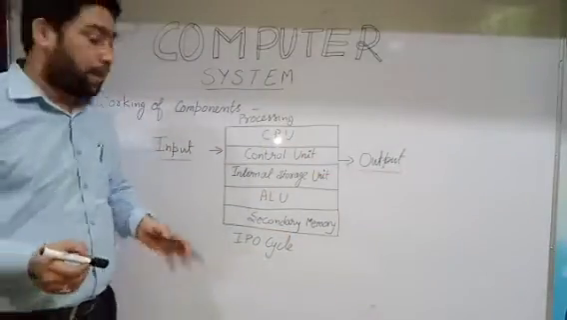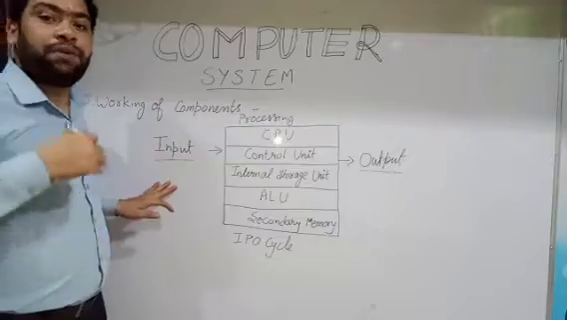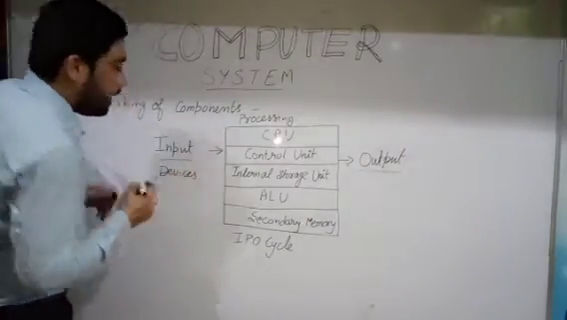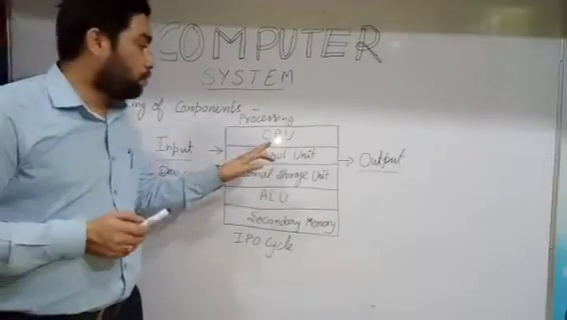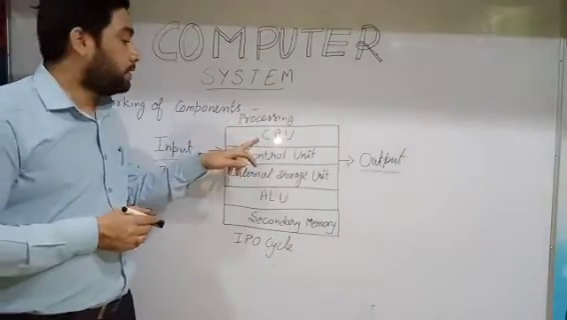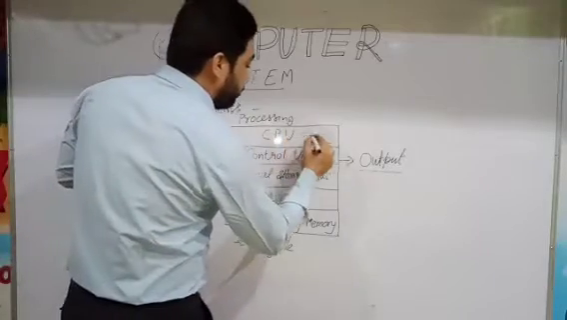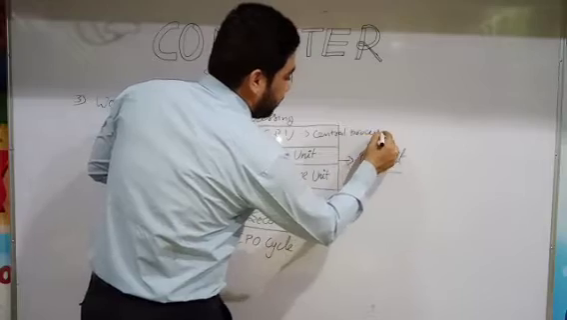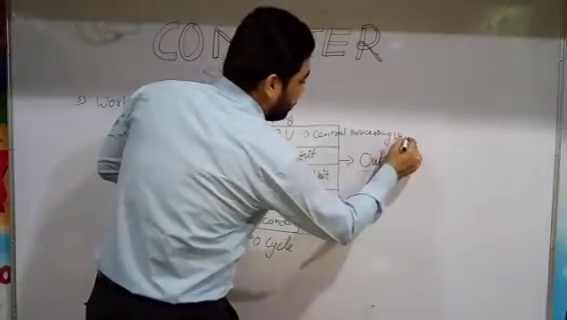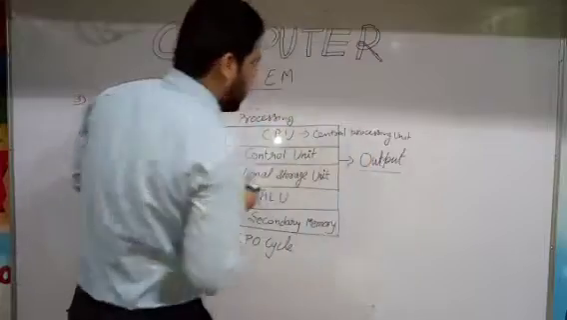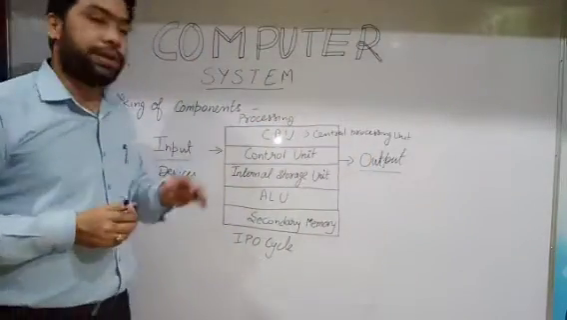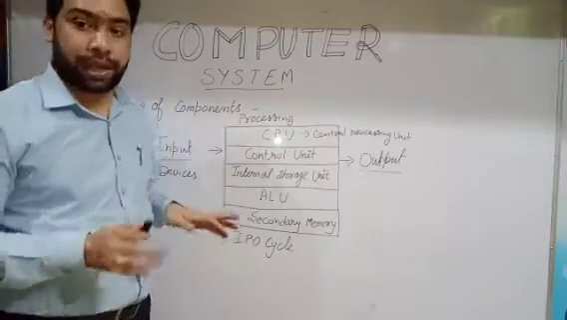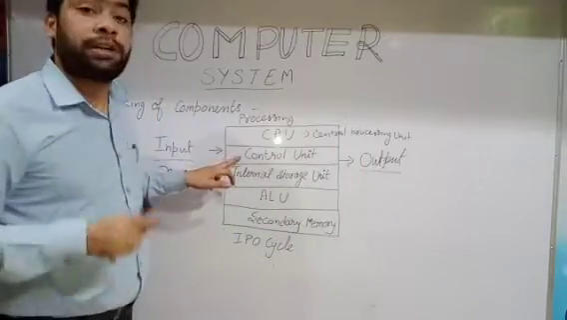How does it work? First, we input any data with the help of input devices, and it goes to the CPU for processing. CPU, central processing unit, is responsible for processing the data. After that, the control unit. The control unit controls all the commands, instructions, software, all things together, even devices. That's why it's called the control unit.